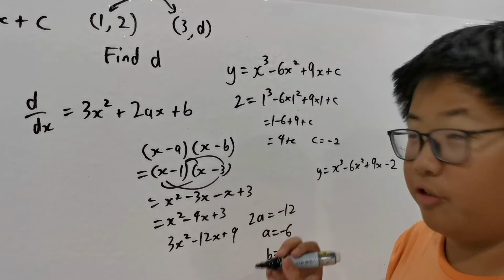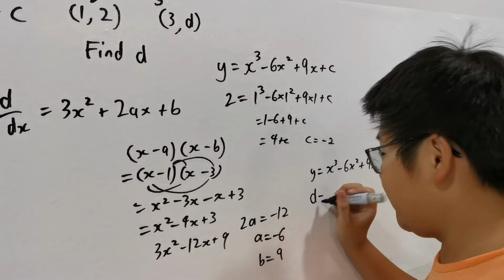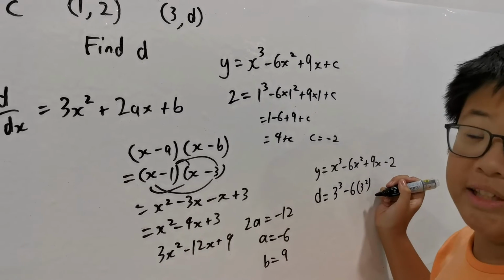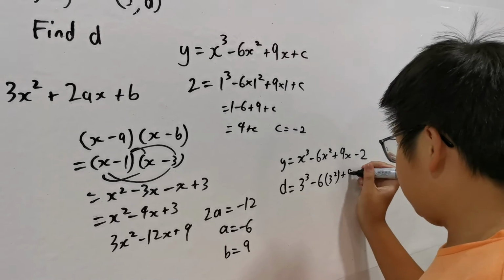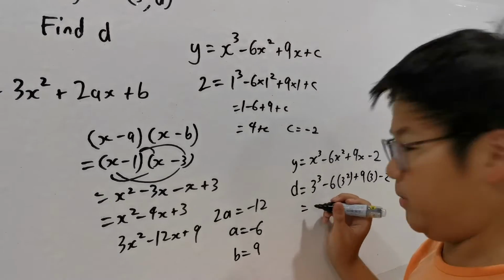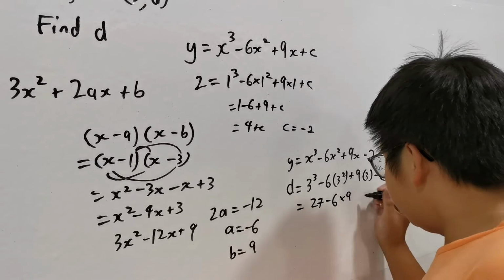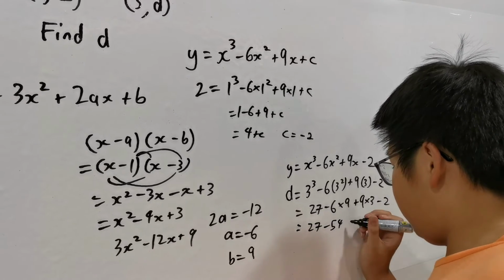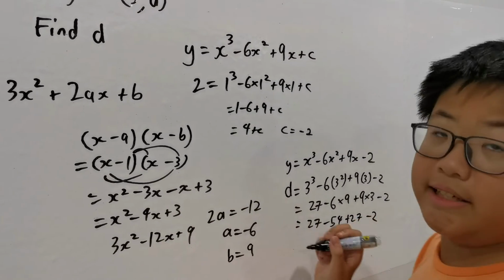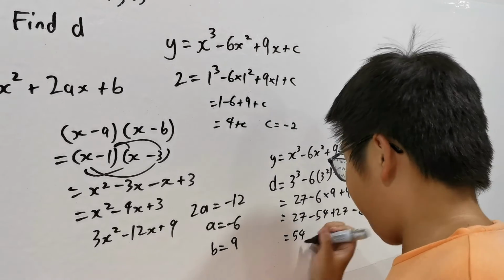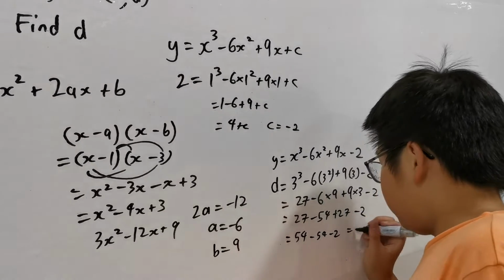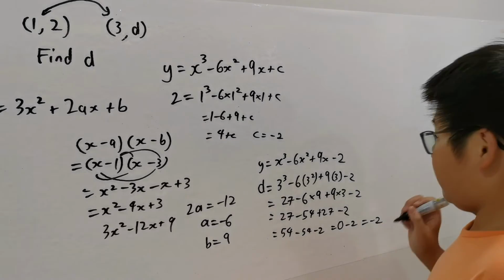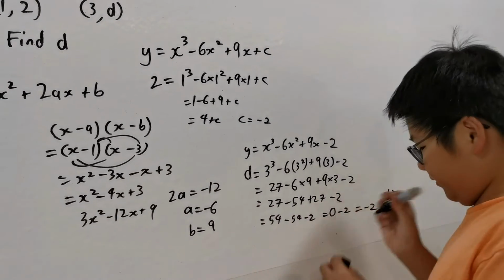We need to find the value of d, which in this case is the y coordinate, so we write that here, and we'll substitute 3 for x. Putting parentheses around numbers is the same as multiplication. 3 cubed is 27, 3 squared is 9, 9 times 3 obviously, minus 2 equals 27 minus 54 plus 27 minus 2. As you can see, the double of 27 is 54, so 54 minus 54 minus 2 equals 0 minus 2 equals minus 2. Hooray! We have now found the value of D. And this value is option B.